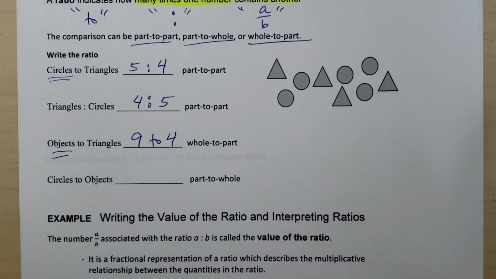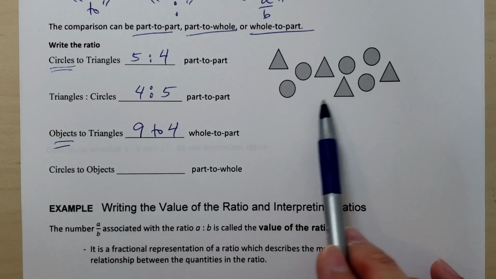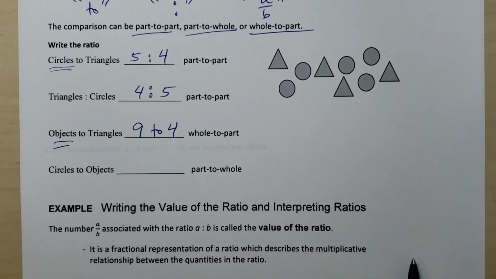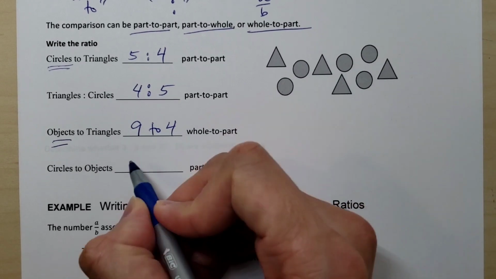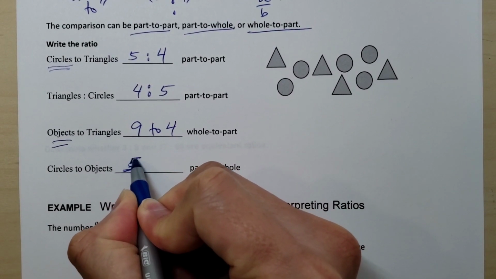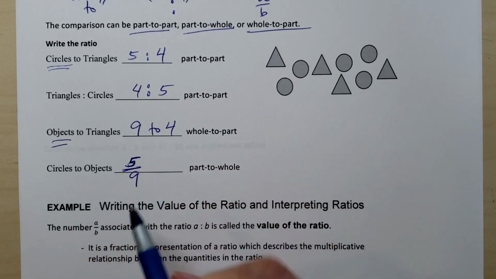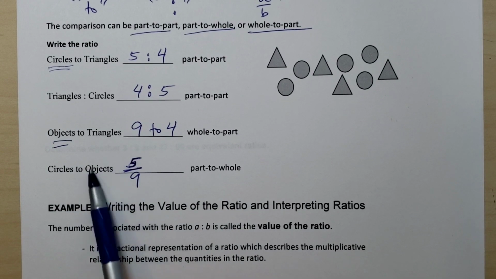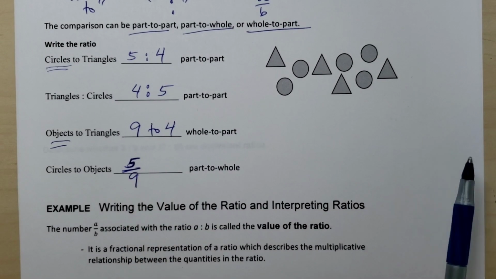You can also use a fraction form. This is an example, by the way, of whole to part: the whole number of objects compared to the number of triangles. How about circles and objects? We have 5 circles. Let's write in fraction form 5 over objects, which is 9. So 5 over 9. That's an example of part to whole. So we're clear about these different types of comparisons.